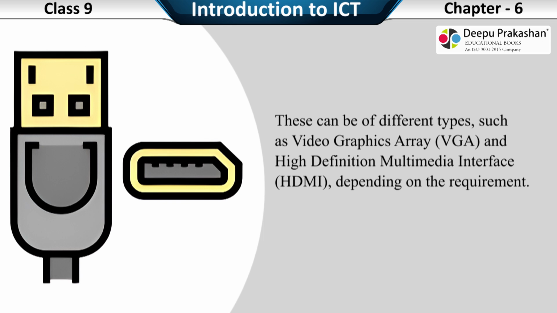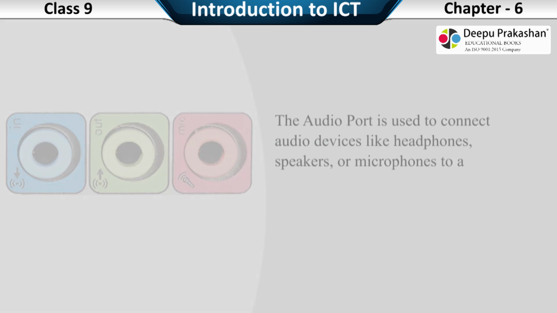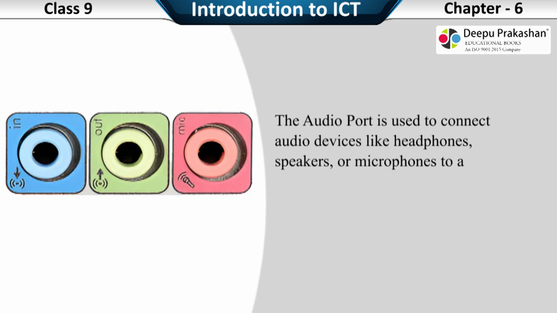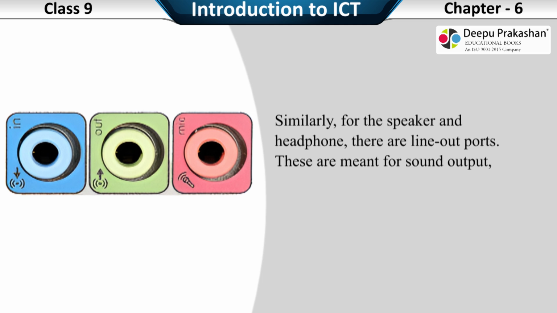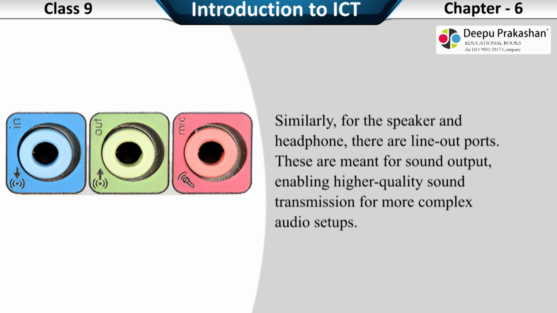Audio port. The audio port is used to connect audio devices like headphones, speakers, or microphones to a computer or audio system. There are also specialized audio ports for microphones called line-in ports. Similarly, for the speaker and headphone, there are line-out ports. These are meant for sound output, enabling higher quality sound transmission for more complex audio setups.